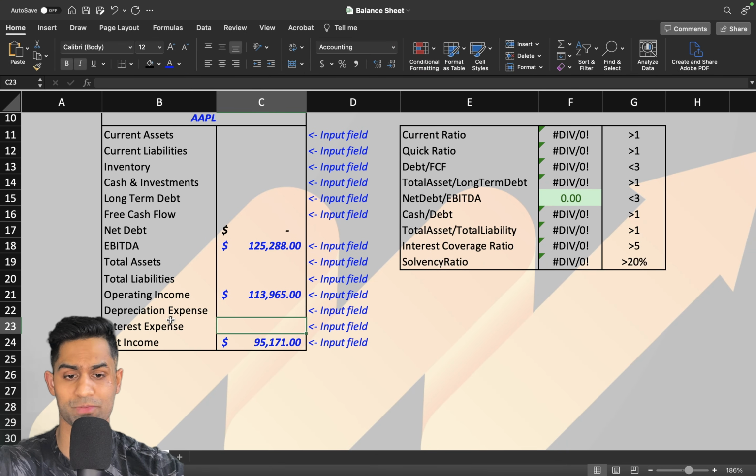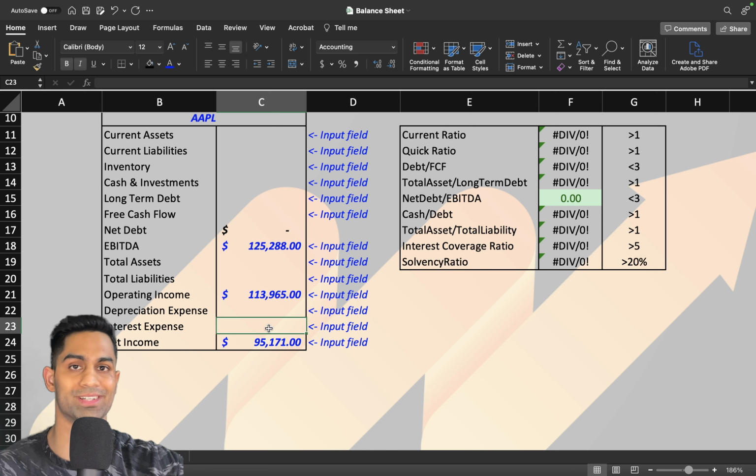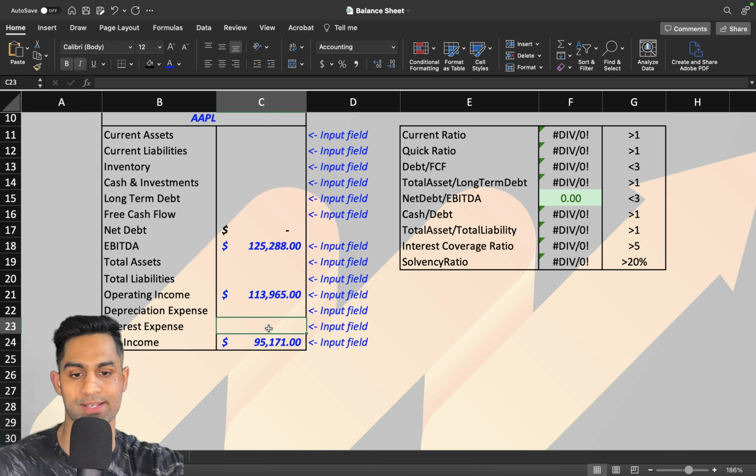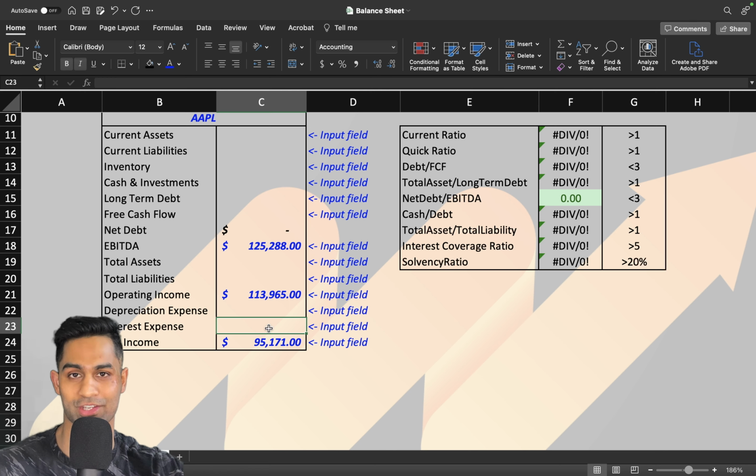And then we got interest expense. That is going to be how much the company is paying on interest every single year on the debt that they actually have. This is going to be part of the income statement as well, right? So that's the only place you're going to find it. You're also going to find it in the cash flow statement, but interest expense is how much interest the company's paying on their debt, right? Should be self-explanatory. Now, Apple's a little bit of an anomaly.